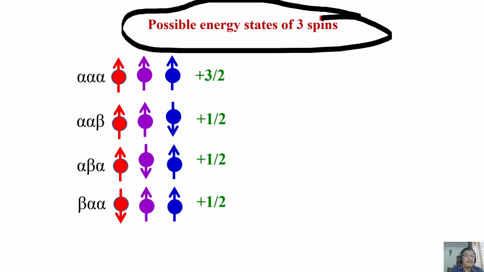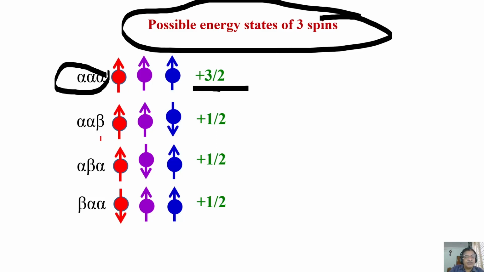In one case, all the 3 spins of A, M and X are alpha, alpha, alpha. Now what is the total magnetic quantum number of this energy state? Alpha is half, half, half. Simply add up all the three, you get 3 by 2.